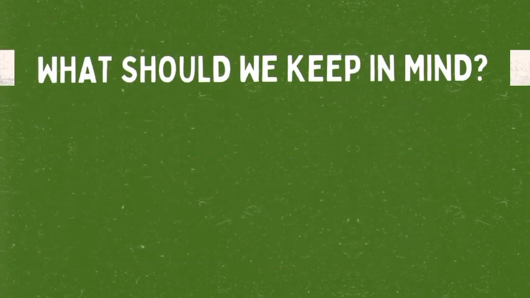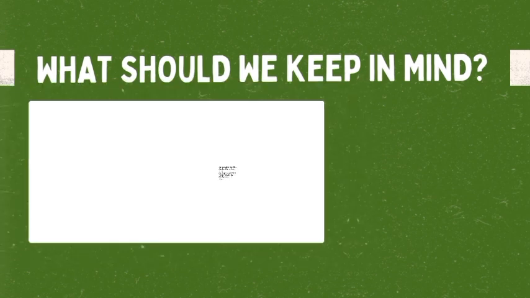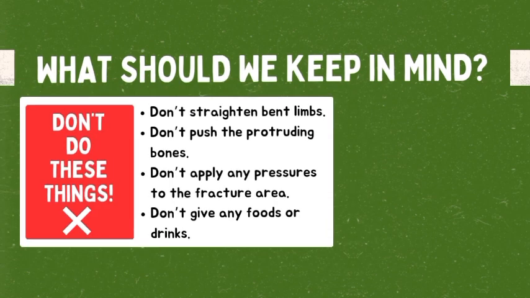Next, we move to what we should keep in mind. First, the things we shouldn't do. Don't straighten bent limbs or push in any protruding bones, and don't apply any pressure to the fracture, to prevent more injury to the victim. And remember not to give them any food or drink, to prevent aspiration.